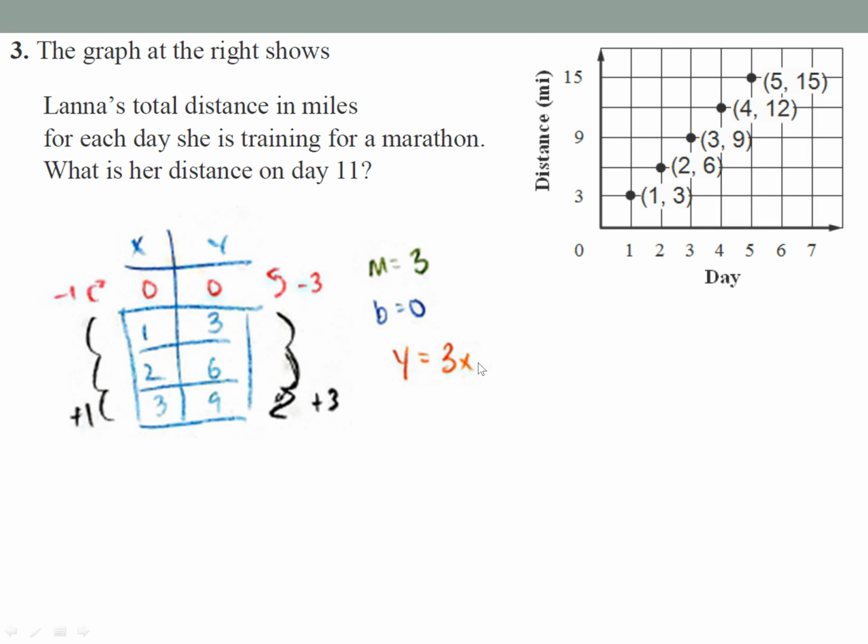Now, why am I trying to derive this equation when my question is really asking me what is our distance on day 11? Because 11 is an x value, and with this, all I've got to do is multiply. Y is equal to 3 times 11, and of course that's y is equal to 33. Kaboom.